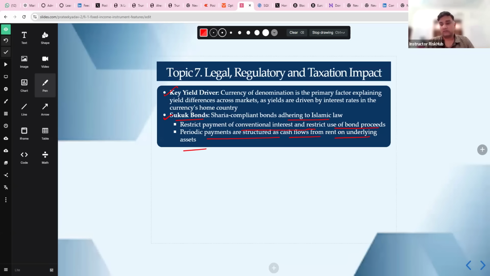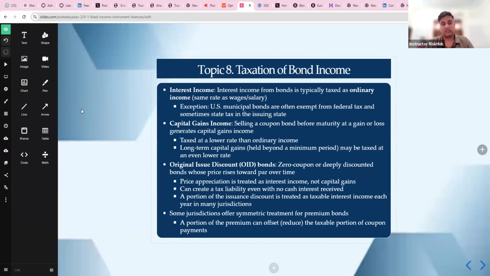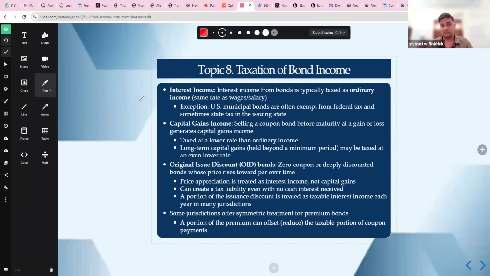Once we have seen this, we get into the next part, which is taxation of bond income. Again, this is very exam heavy and a tricky kind of topic, because here we're talking about interest income, which is taxed as ordinary income, same as your salary, right? Then there are definitely exceptions, your municipal bonds, right? They are often tax free, right? So we keep that in mind.